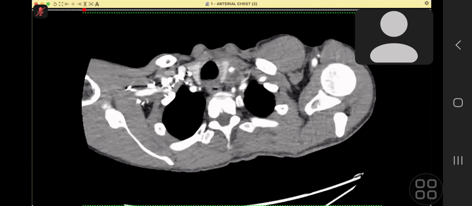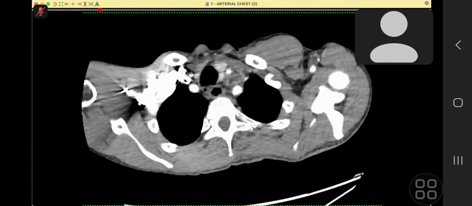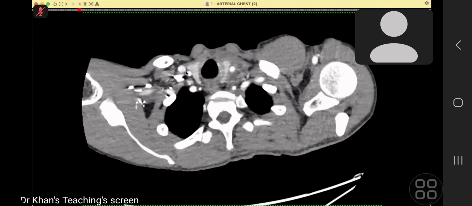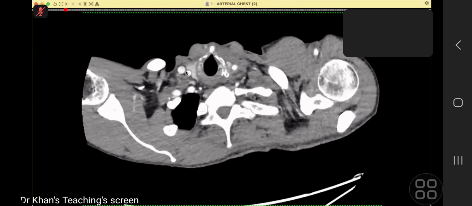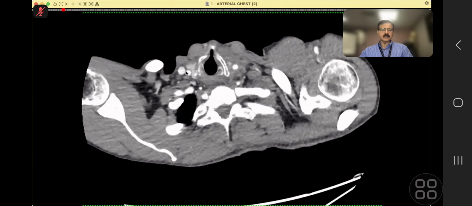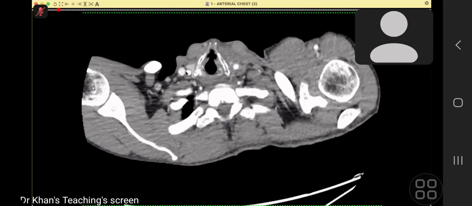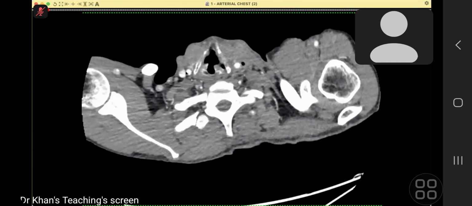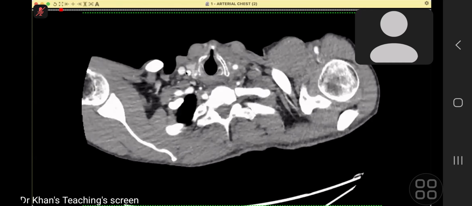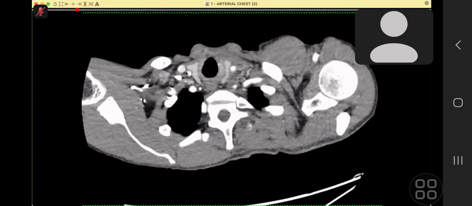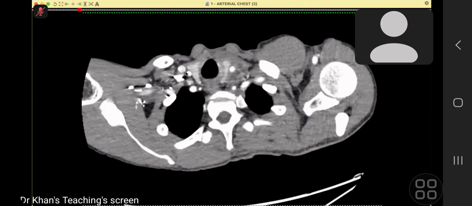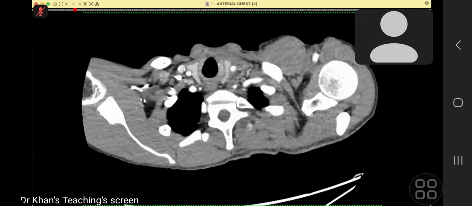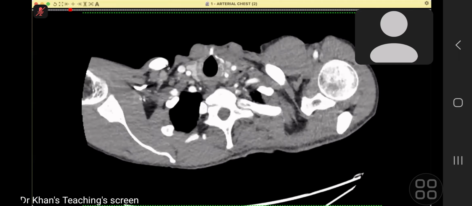Superiormost extent is reaching up to this level. I can see it at this level. So what level is this? It's a level in terms of anatomy-wise? I think thoracic inlet.